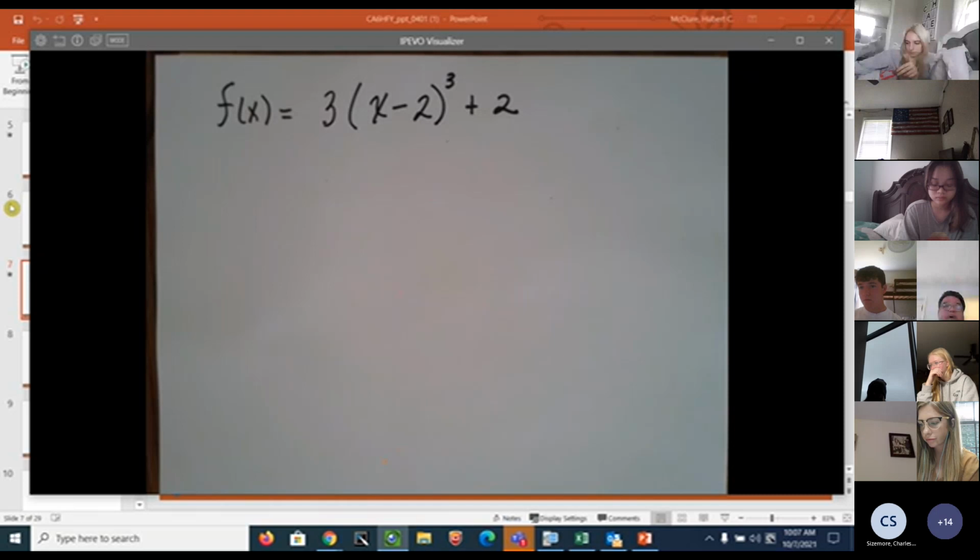I want you to draw x and y axis. I want you to sketch the parent graph in there according to your parent graph sheet that you didn't print out. And then I want you to do the horizontal and vertical shift, and then I want you to study the 3 and tell me if it's going to be skinnier or wider than the actual function.